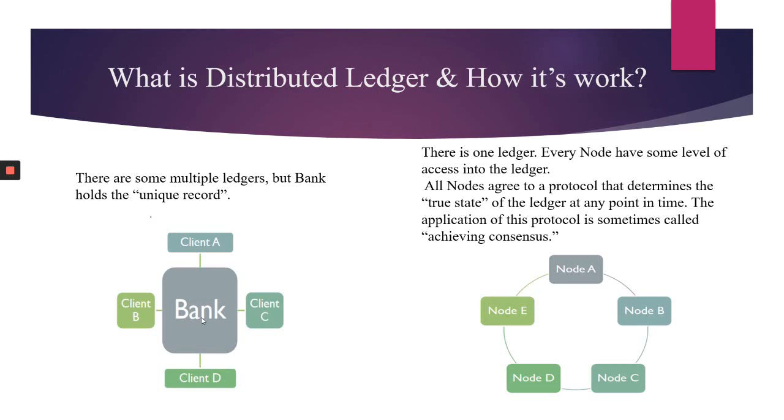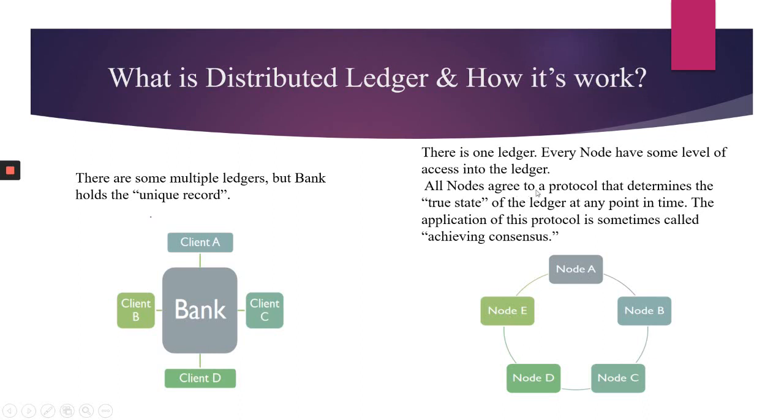A blockchain is a decentralized, distributed, and public digital ledger consisting of records called blocks, because every block has information of users. It is used to record transactions across many computers so that any involved block cannot be altered retroactively without the alteration of all subsequent blocks. There is one ledger, and every node has some level of access to the ledger, like node A, node B, node C, node D, and node E.